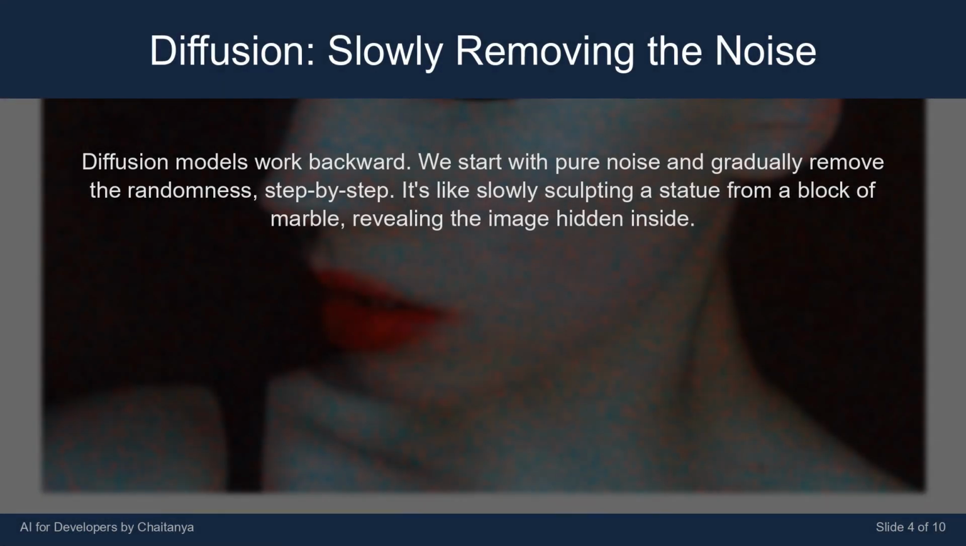Diffusion models work backward. We start with pure noise and gradually remove the randomness, step by step. It's like slowly sculpting a statue from a block of marble, revealing the image hidden inside.